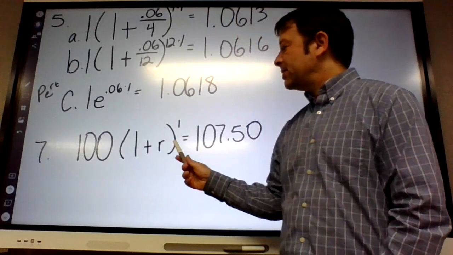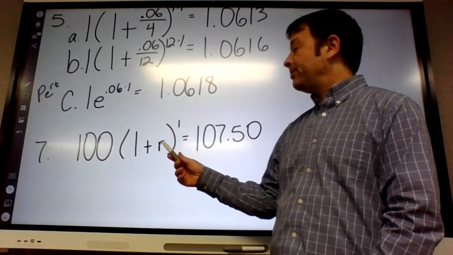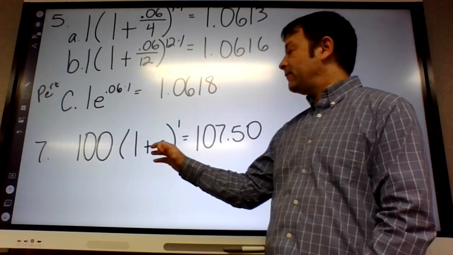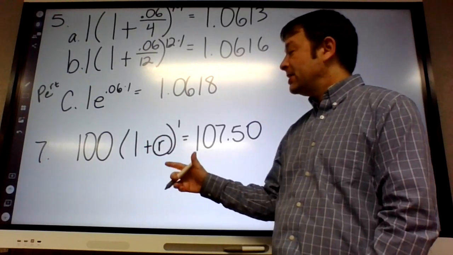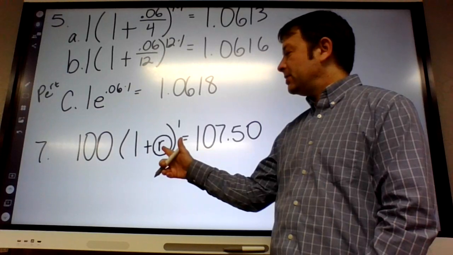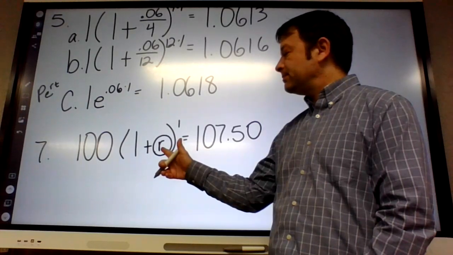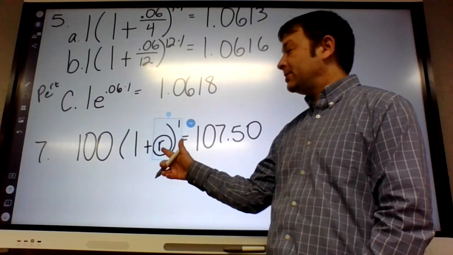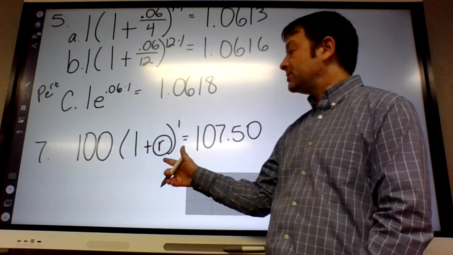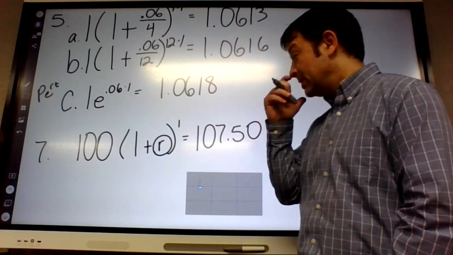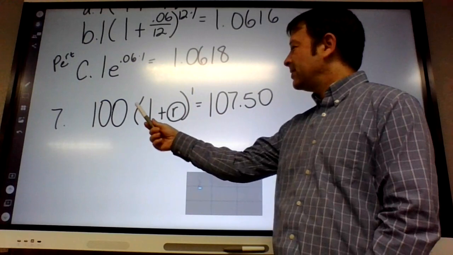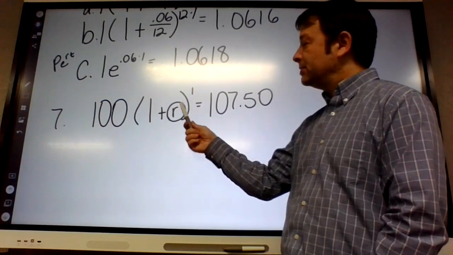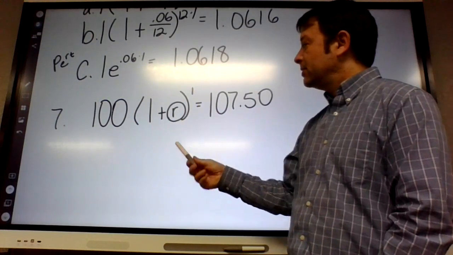Okay, so even though it was compound interest, they're asking what the effective interest was, basically. So we're solving it as if it was just a basic interest rate. So they gave me 100 to start with, 1 year, and I'm just going to solve this for r.